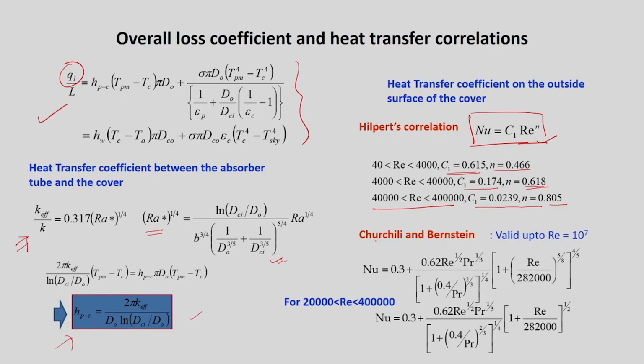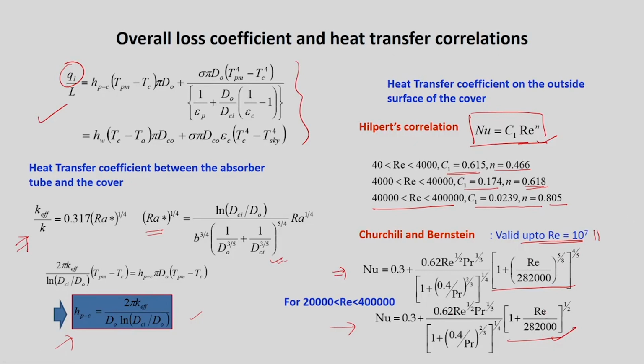Also, we can use some alternate correlations developed by Churchill and Bernstein. This correlation is valid up to a Reynolds number of 10 to the power of 7, and if the Reynolds number is between 20,000 and 4 lakh, then we can go for this correlation. There is a slight change in this value, and this is the difference. Here it will be 1 by 2 of this section, but here it is 5 by 8, and then 4 by 5 whole to the power of this bracket section.